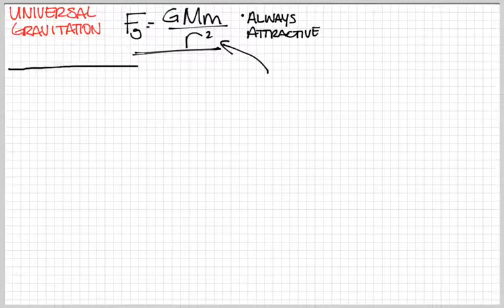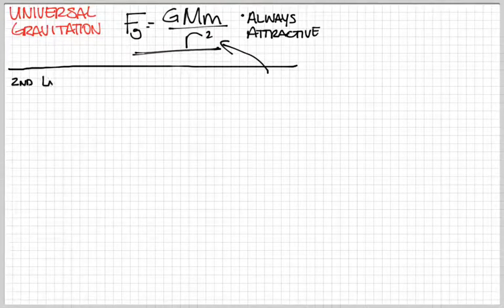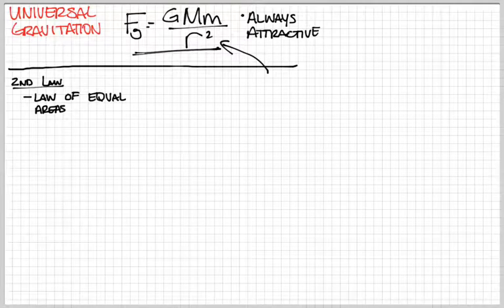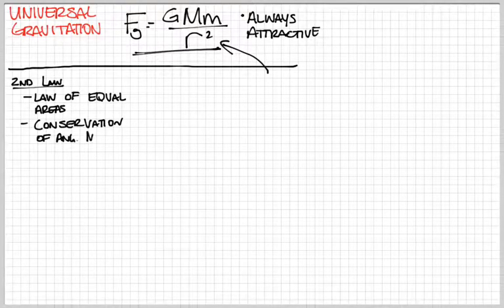So, we're going to take a break from Newton and go back to Kepler really quick and talk about the second law. Kepler's second law, the law of equal areas. Now, we are not going to go into Newton's proof here, but he invented calculus and did something called the conservation of angular momentum.